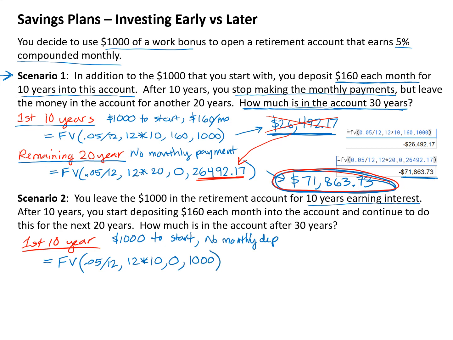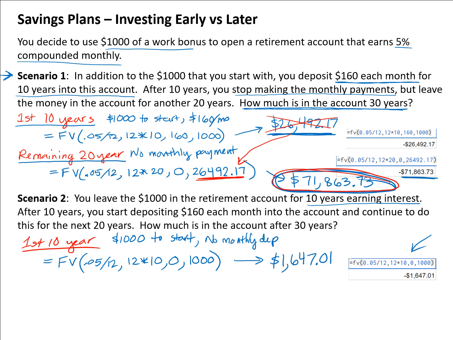So putting that into a spreadsheet, in my case Google Sheets, here's the screenshot from that. What we end up with after 10 years is $1,647.01. That's much lower than what we had in the first scenario, but in the first scenario we were putting monthly deposits in. Here we weren't, so we just left that $1,000 alone.